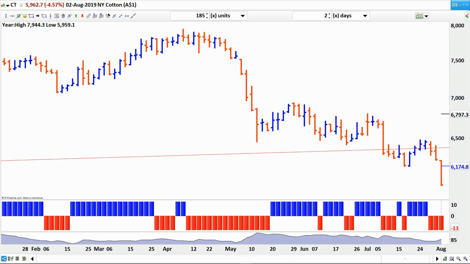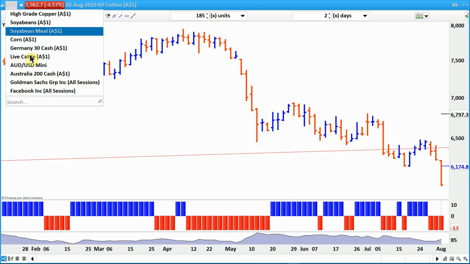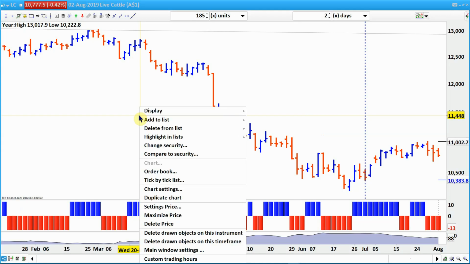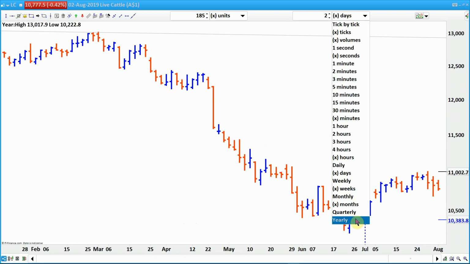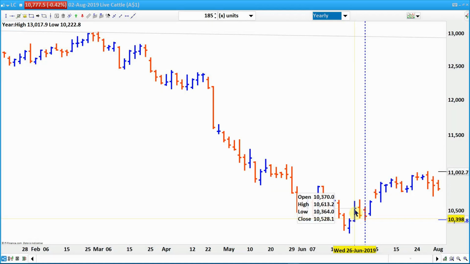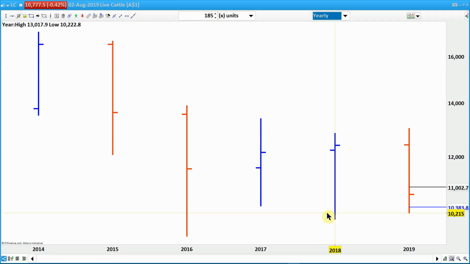Live cattle. What do we do? Live cattle, analyze. Live cattle, maximize price. Commodity being seasonal, you have to start with all-time high, low, yearly high, low, and so on and so forth. So this is a new product introduced in 2014.